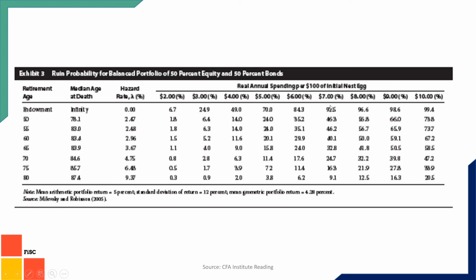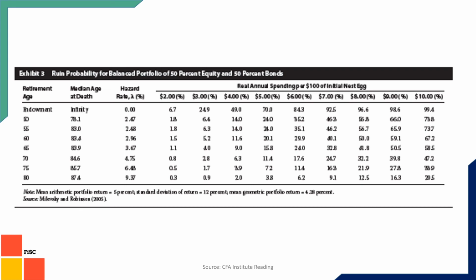So if we are going to have a retirement age of 55, our expectation is 83 as median age at death, and the spending we are going to have is 3% per annum, then there is a 6.3% probability that our portfolio will reach zero even before we are dead. So that's a probability of ruin, which is another way to understand the Monte Carlo simulation result.